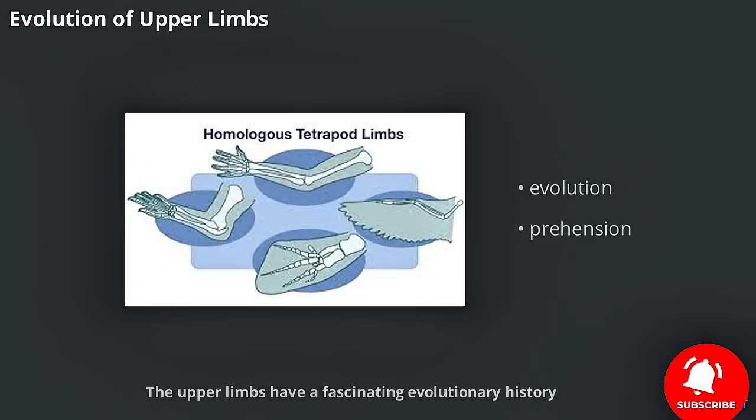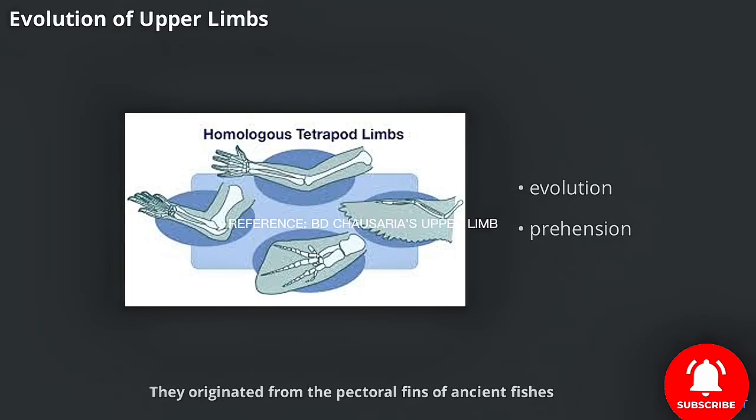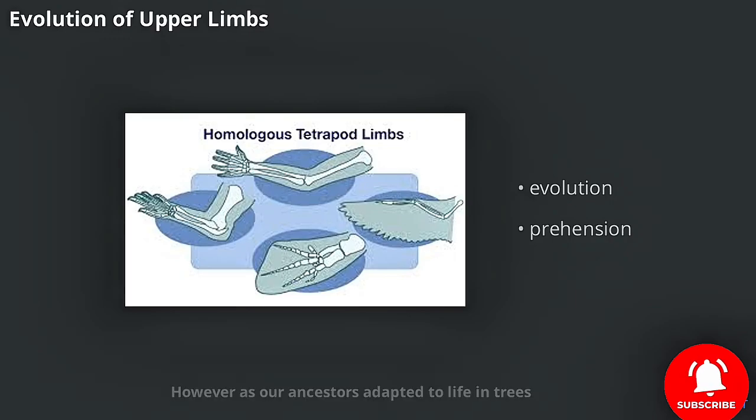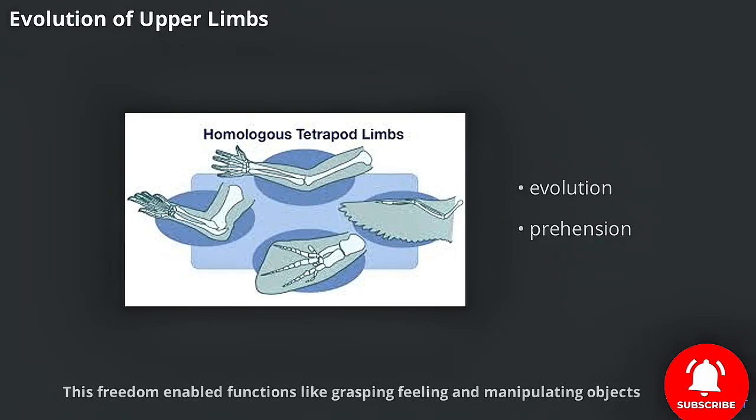Upper limbs have a fascinating evolutionary history. They originated from the pectoral fins of ancient fishes. In terrestrial vertebrates, all four limbs were used for support and movement. However, as our ancestors adapted to life in trees, the forelimbs were freed from weight-bearing duties, allowing for a wide range of motion. This freedom enabled functions like grasping, feeling, and manipulating objects.